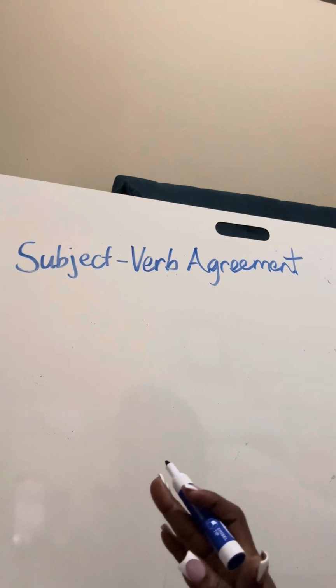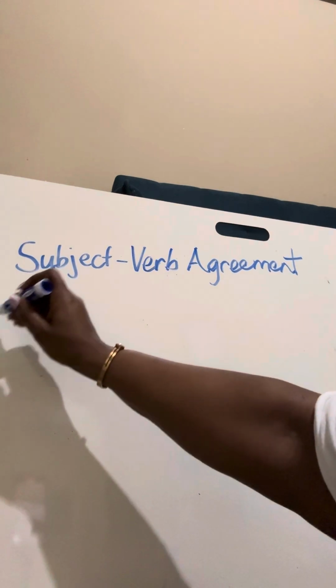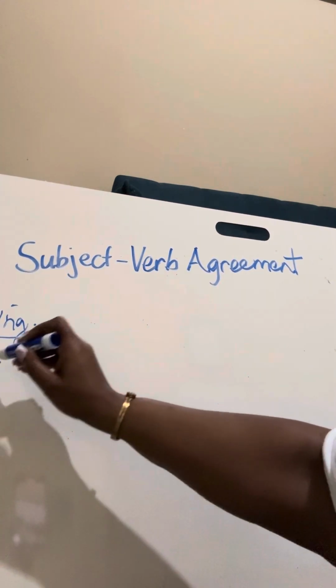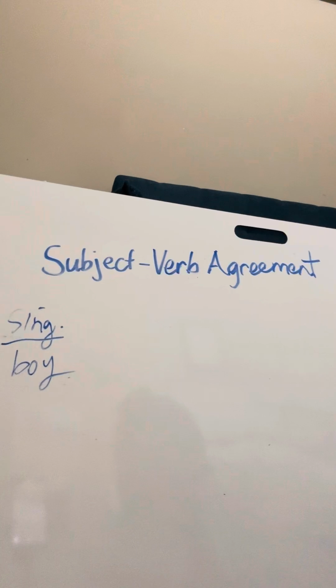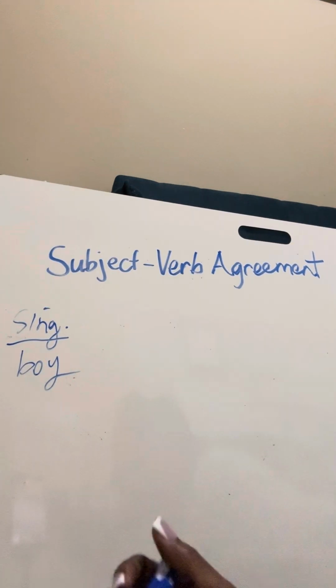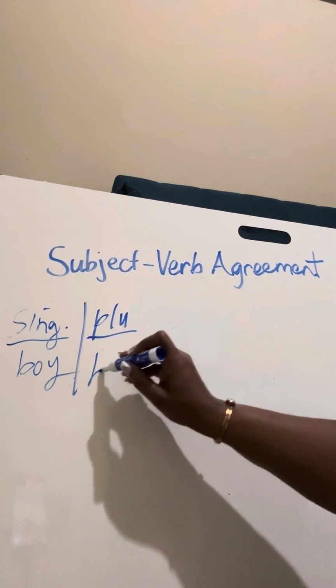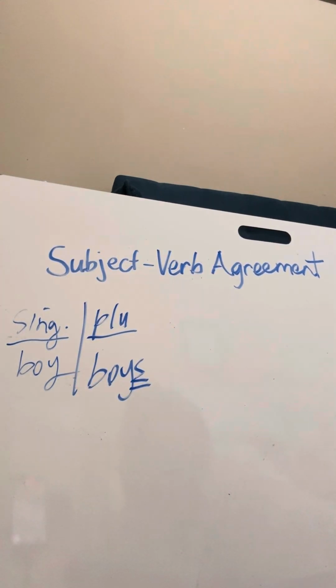But let's start small. All right, so for example, singular, one boy, no s, right? There you go. But plural, more than one, boys, so we're going to have that s. That's for nouns though. That's for subjects.